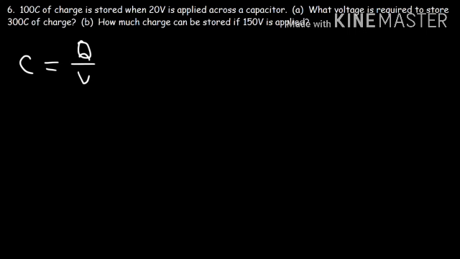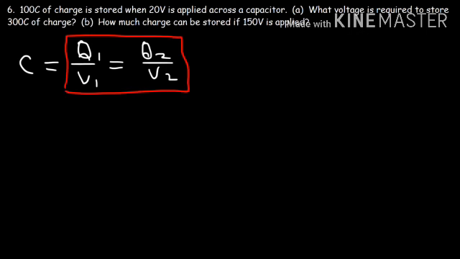So if you change the voltage, let's say if you increase the voltage of the battery, the capacitance will remain the same. Increase in the voltage will affect the charge, but not the capacitance. Q1 over V1 is equal to C. If we change Q and V, let's say Q2 and V2, it would still equal the same capacitance. Therefore, Q1 over V1 is equal to Q2 over V2. So that's the equation that we're going to use.